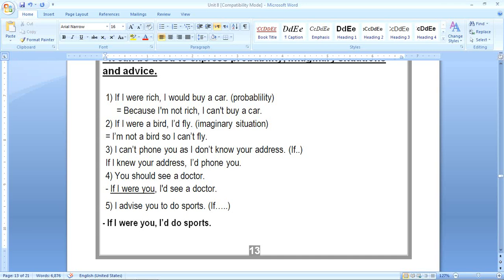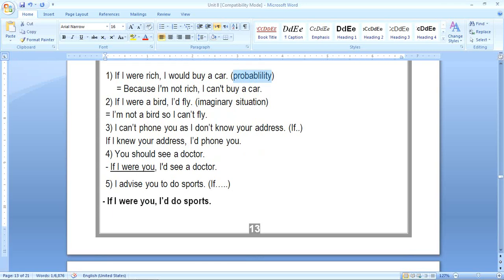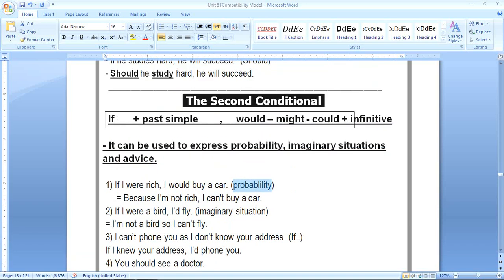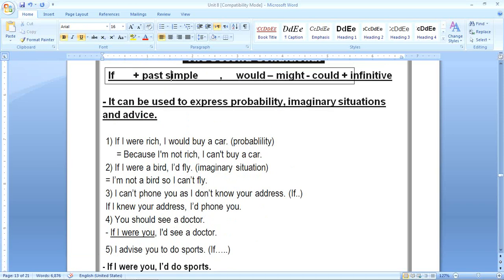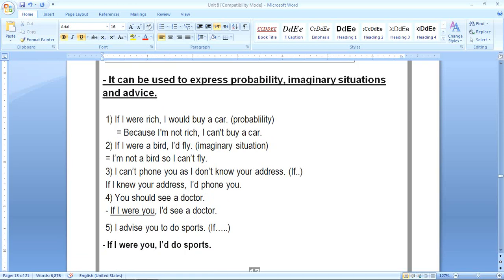Let's take some examples. If I were rich, I'd buy a car. This example expresses probability. That means that I am not rich, so I cannot buy a car. You have to note the second conditional's form is if plus past simple. But the second conditional talks about a situation in the present.